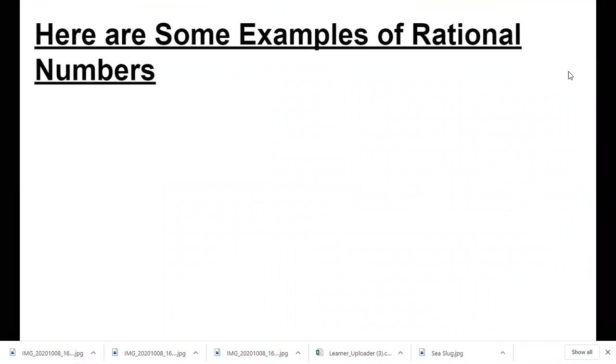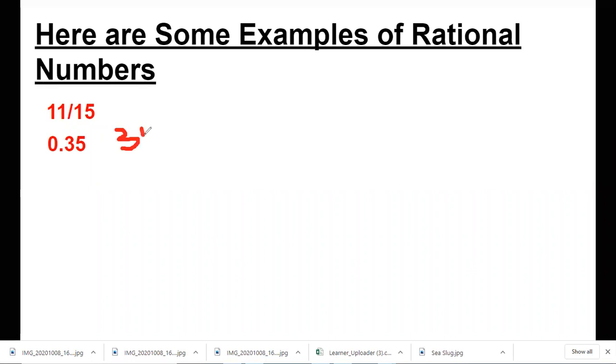Here are some examples of rational numbers. 11 divided by 15. That's a rational number. That's a ratio. That's a fraction. Rational numbers are fractions or can be written as a fraction. 0.35, that is a rational number because that can be written as a fraction of 35 on the top. What's on the bottom? 100 on the bottom, correct. Okay, it's 35 over 100, but that's the basic gist of it.